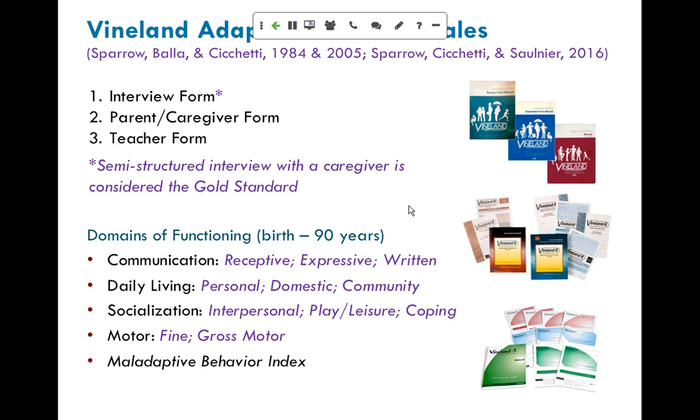And then the Vineland has a maladaptive behavior index, so you can get scores on internalizing behaviors, externalizing behaviors, and then critical items like, for example, suicidality and other atypical behaviors. And so you have the option to do these in a comprehensive version or a new brief domain level version, and there are webinars just on the Vineland 3 that go into details on all of that.